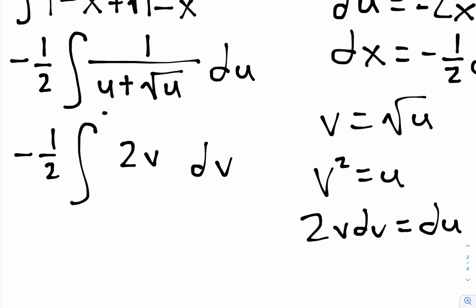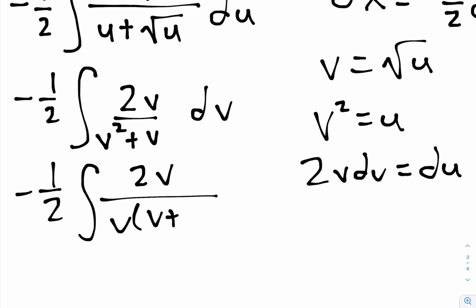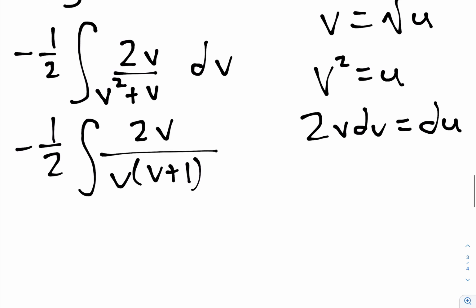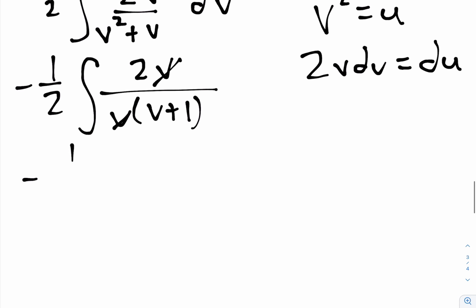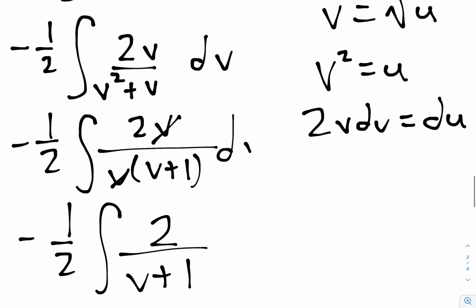Now, what haven't we dealt with? Okay, we haven't dealt with this u plus root u. So if we know u is v squared, we're going to put v squared here, and we know root u was equal to v. So we're going to put plus v. Now notice we can factor out a v on the bottom, and this is going to be 2v over v times v plus 1. Okay, and we can cancel a v. This is going to be negative 1/2 times the integral of 2 over v plus 1. And I'm forgetting my dv's here.